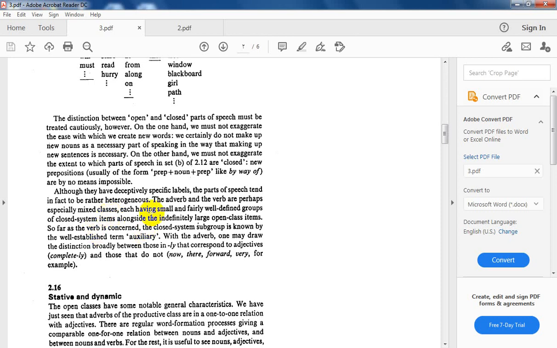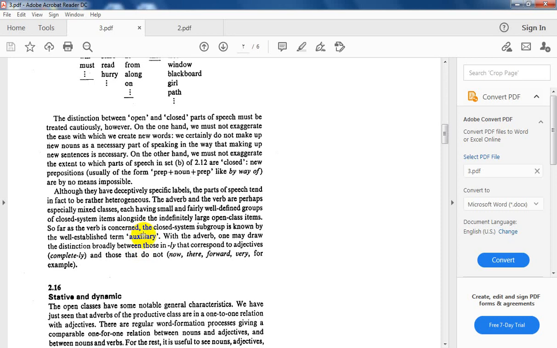Let us see. The adverb and verb are perhaps especially mixed classes, each having small and fairly well-defined groups of closed system items, alongside the indefinitely large open class items. So far as the verb is concerned, the closed system item subgroup is known as the well-established term auxiliary. The functional verbs, the auxiliaries, are the be, do, have and modal groups. The be verbs we said are is, are, am, was, were. The do group: do, does, did. And the have group: have, has, had. You see? And the modal group. So they are what? Auxiliary.